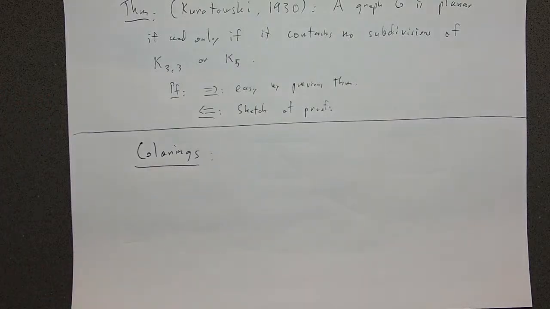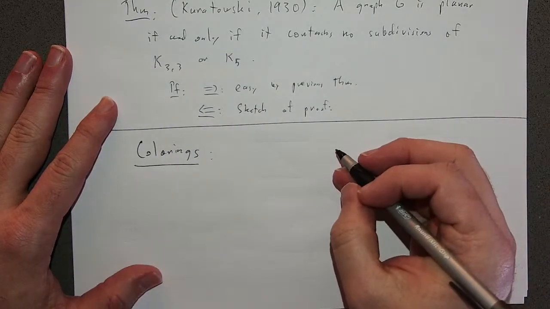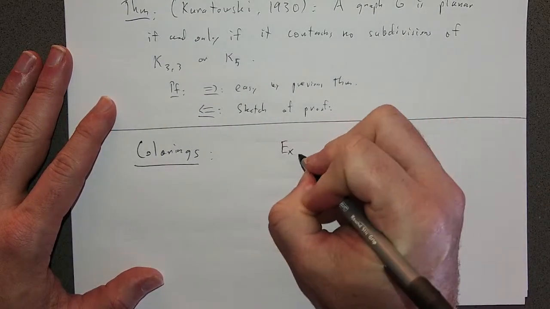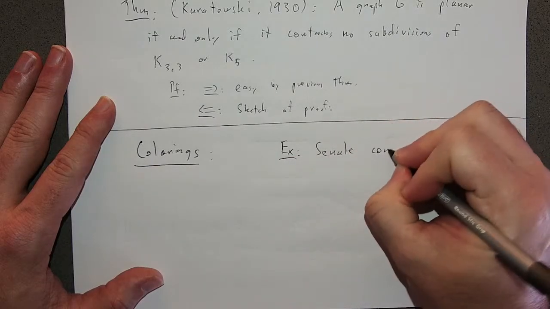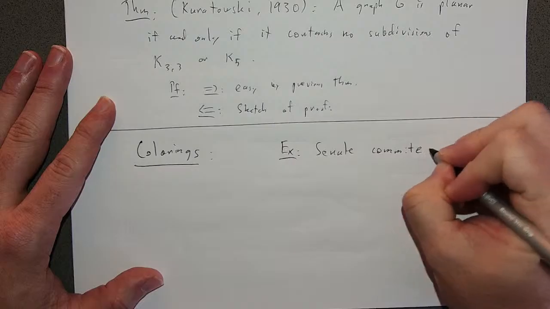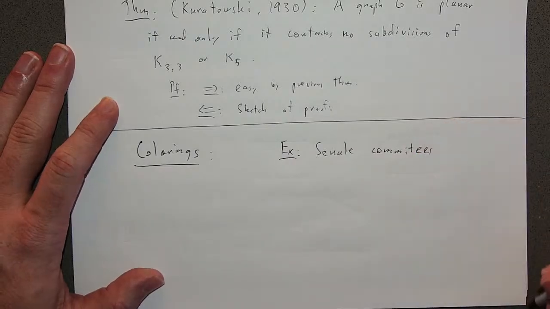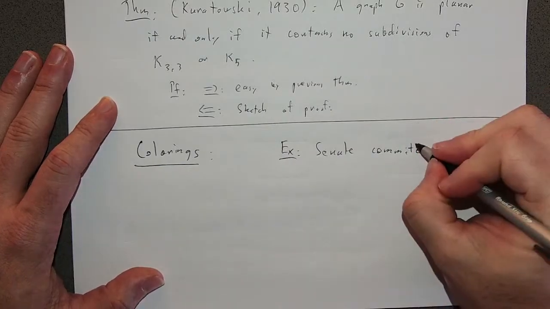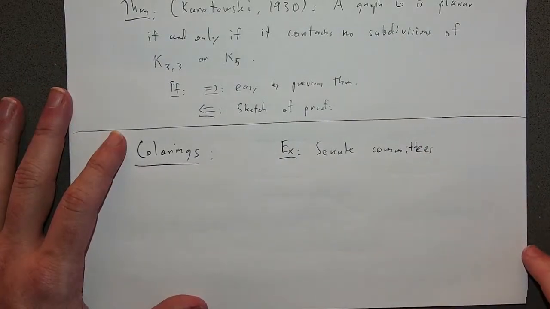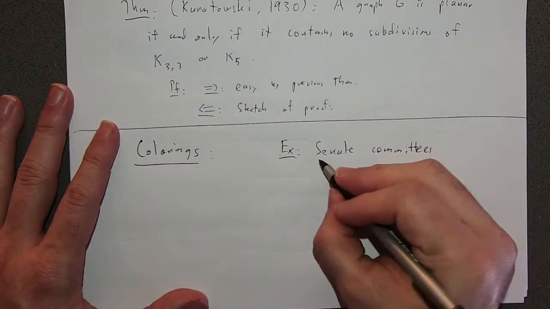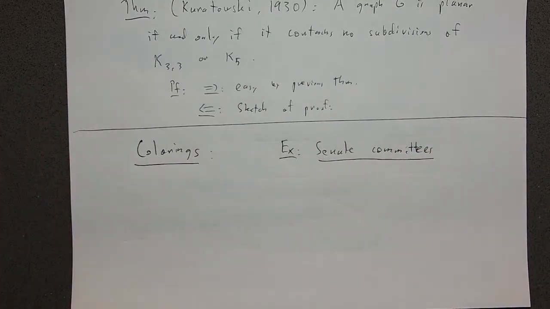So what is the idea of colorings on a graph? A quick example, I'm not going to write this out: Senate committees or Senate subcommittees. Suppose that senators in a particular state sit on various Senate committees, and the committees need to schedule times for meetings.